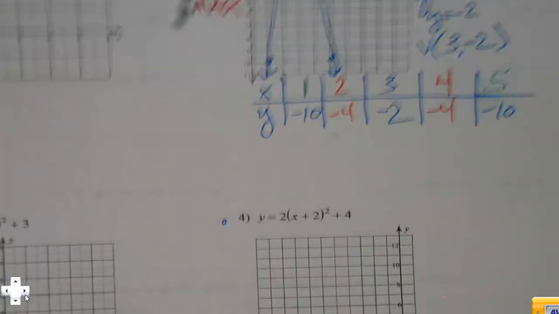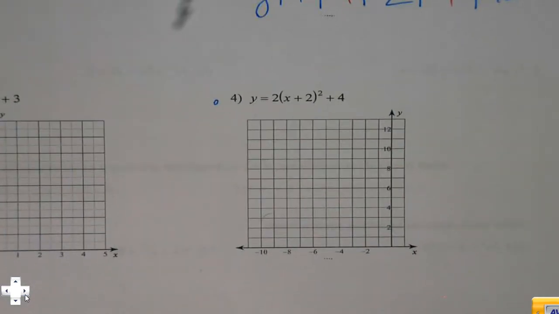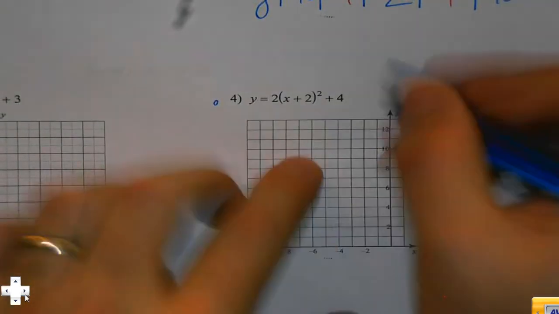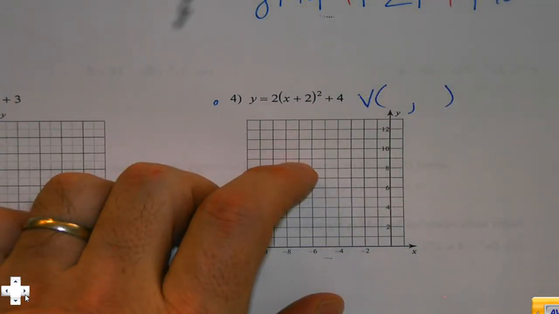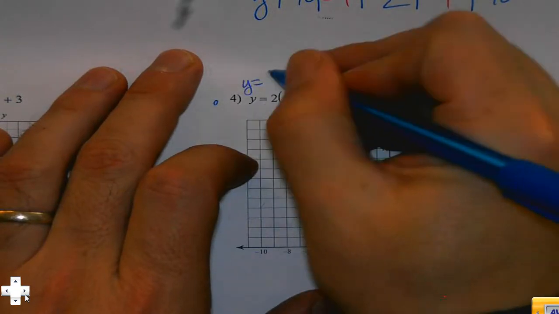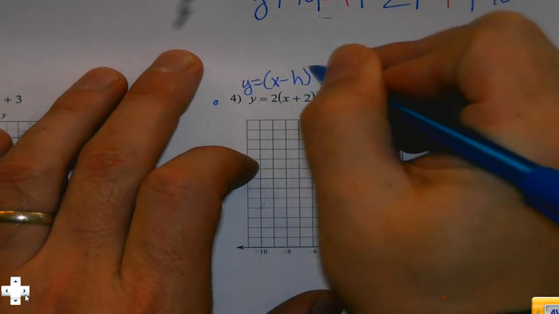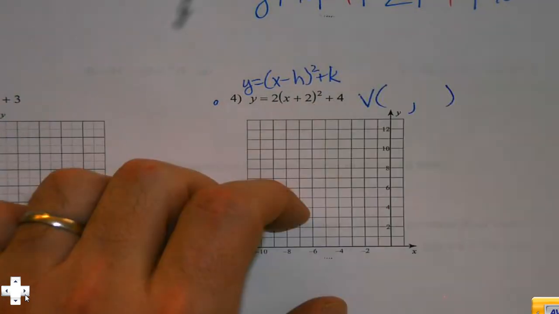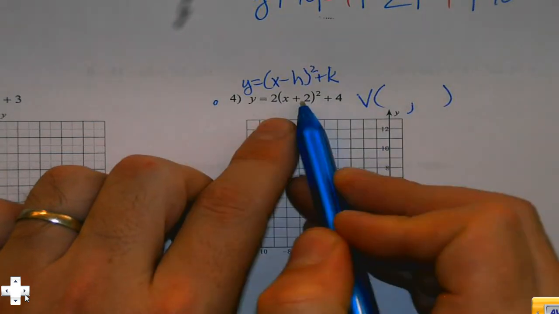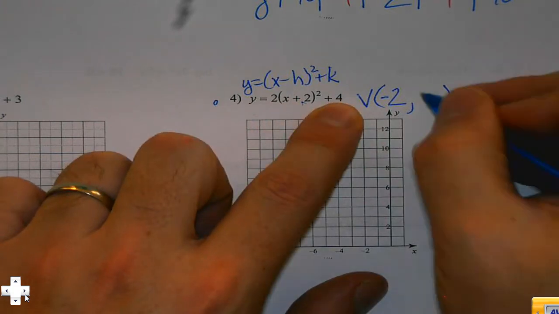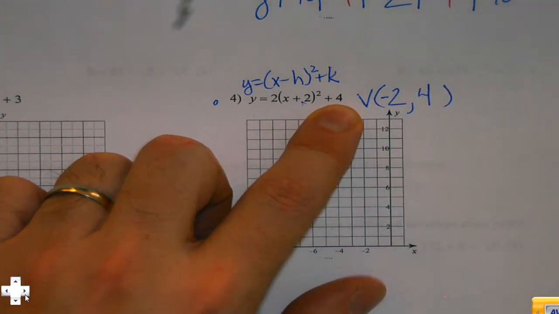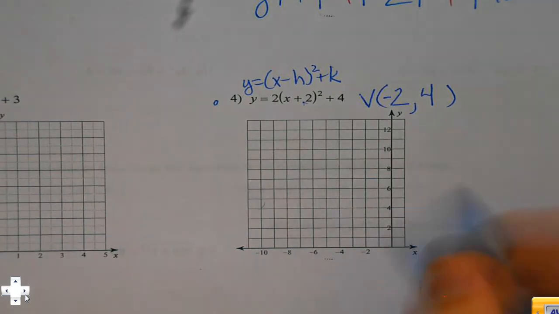So as we move towards number 4, life gets a little bit easier, because I can take my vertex straight from here. Why is that? Because my vertex is H and K. So my vertex is the opposite of what I see in the parentheses. And then whatever's on the outside. So that'll help me a little bit.